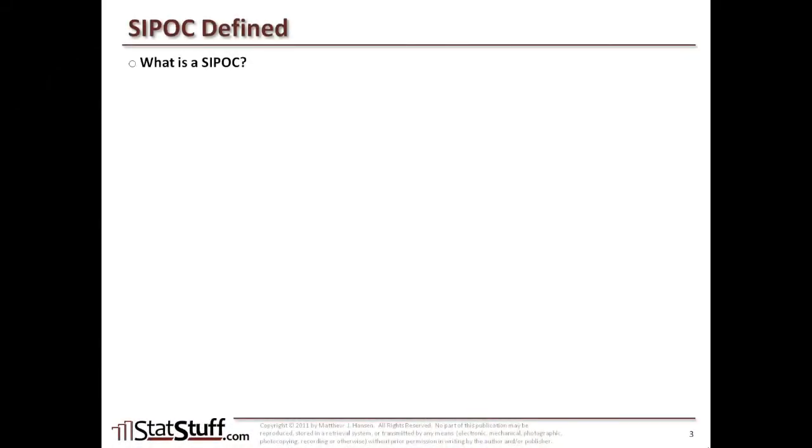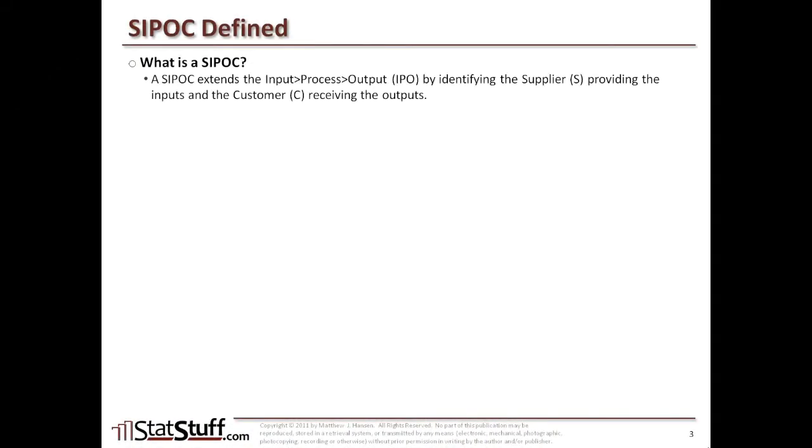Okay, so let's define specifically what a SIPOC is. A SIPOC extends the input, process, output flow model by identifying who the supplier is providing the inputs and who the customer is that's receiving the outputs from that process.